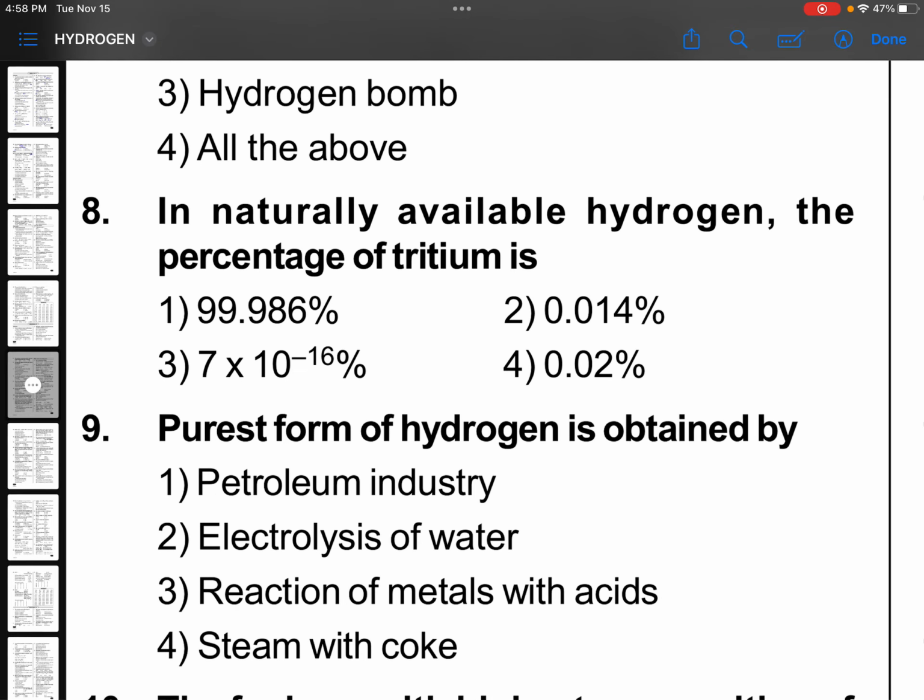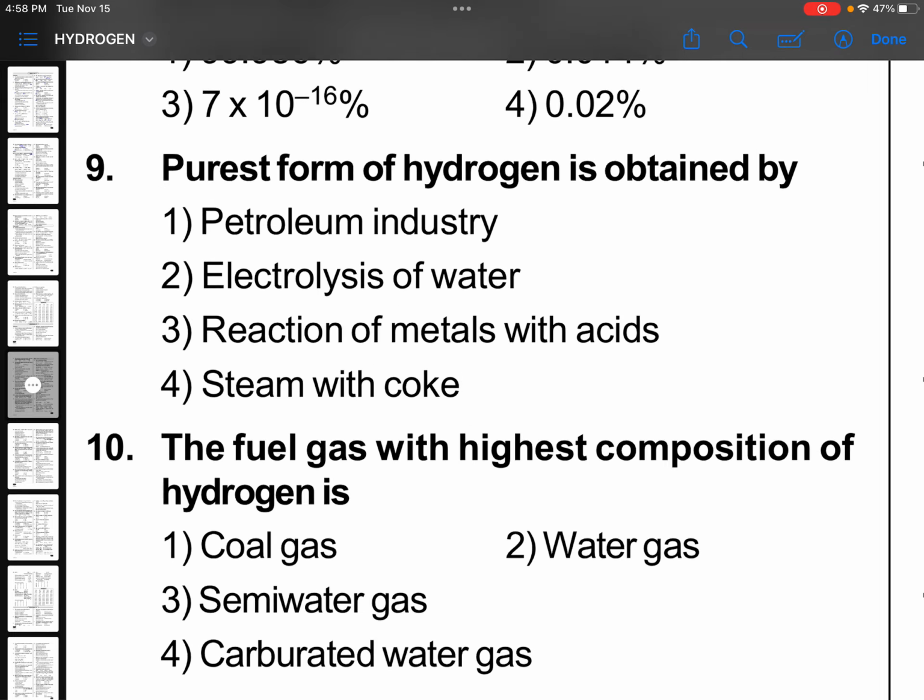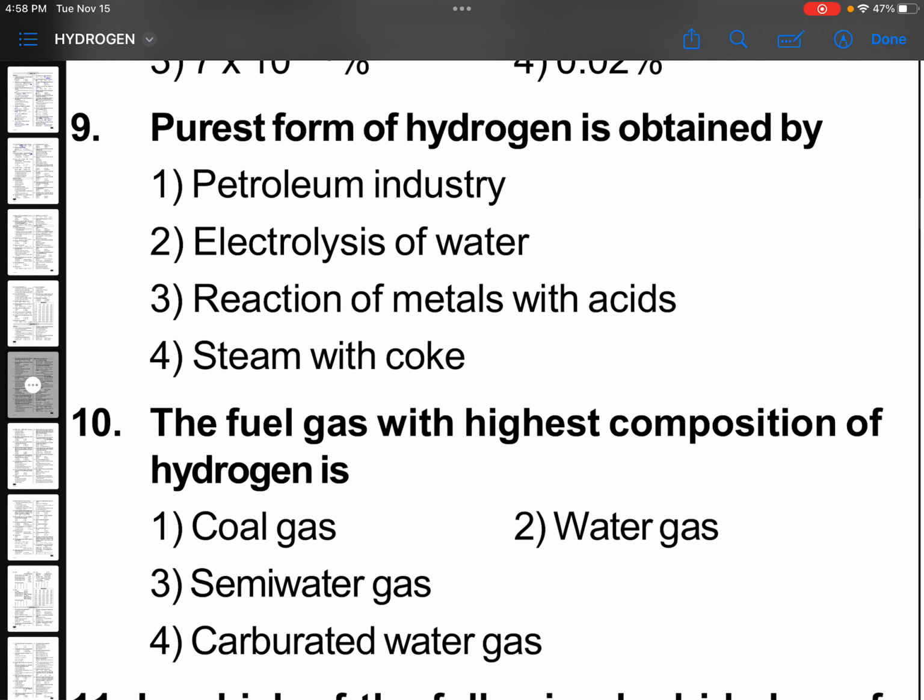In naturally available hydrogen, the percentage of tritium is very, very small. 10 to the power of minus 16 is mentioned. That is, okay, next to 10 to the power of 18 atoms, percentage is 10 to the power of 16. So it must be third option. Very, very small. Purest form of hydrogen is obtained by electrolysis of water using barium hydroxide according to NCERT. Okay, now electrolysis of water using barium hydroxide, pure form of hydrogen.